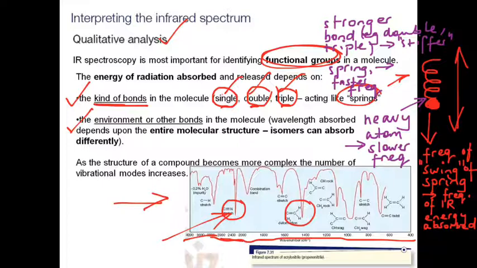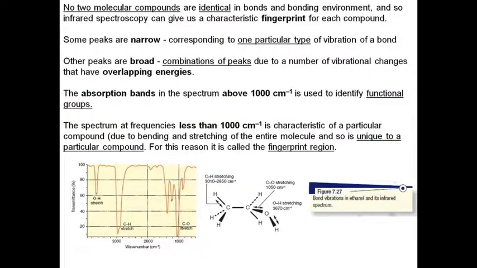But when you get below about 1,000 wave numbers, forget it. You're not looking at functional groups anymore. You're actually looking at the flexure and the vibrating of the backbone of the molecule itself, not of the functional groups on the molecule. And we don't worry about that part of it. That's called the fingerprint region, which is unique to the structure, the backbone or the chassis of the molecule. Okay?